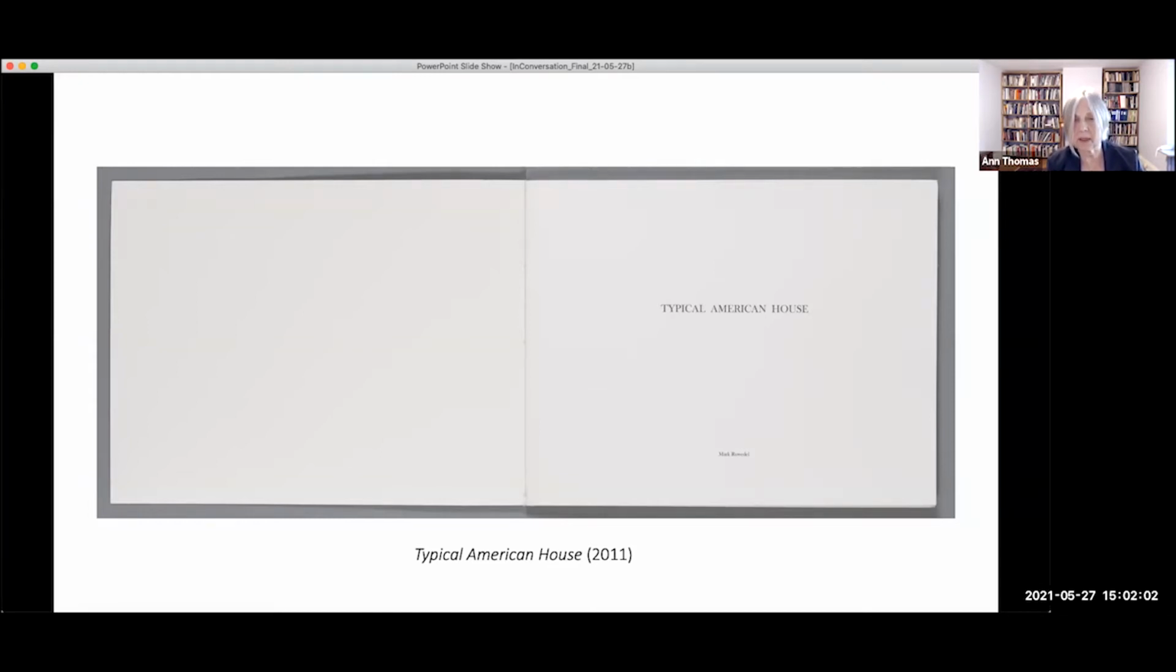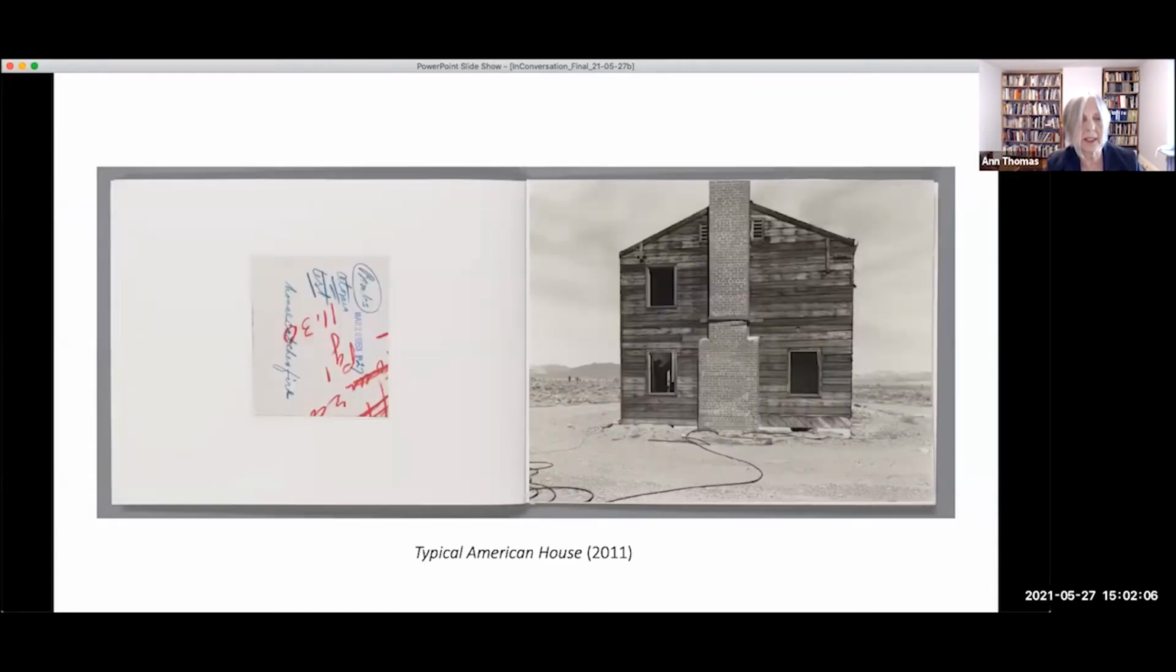Yeah, this is the title page, and next slide, please. So you can see how it's titled. And then this is a photograph made by Mark. And I'm assuming it's around 2011 when he made the book. It could be earlier. But what you see here is not the verso of Mark's image, but rather the verso of the previous image in the book.